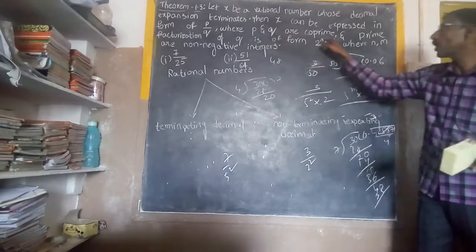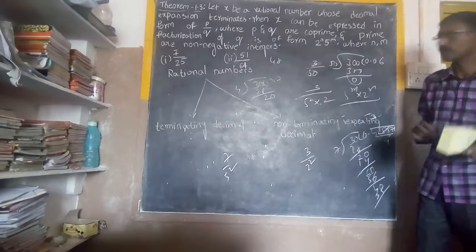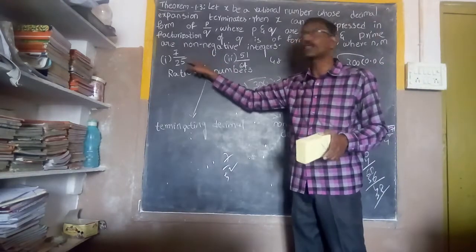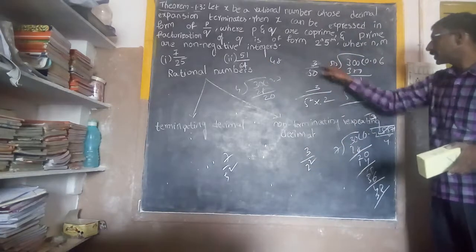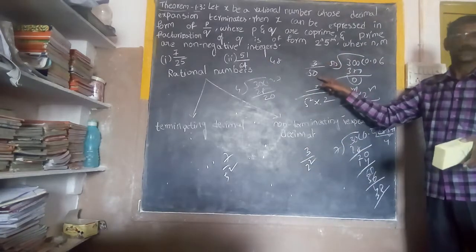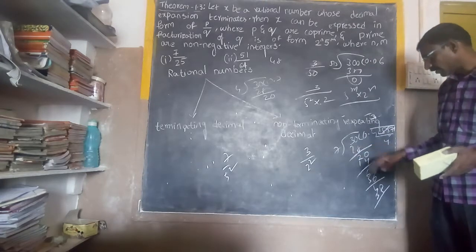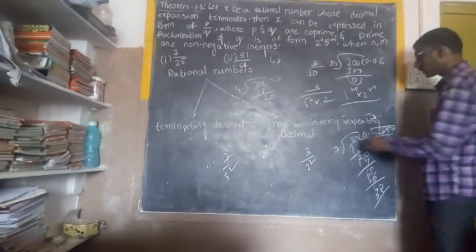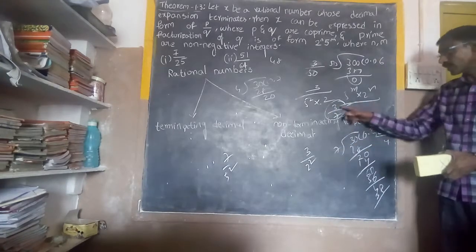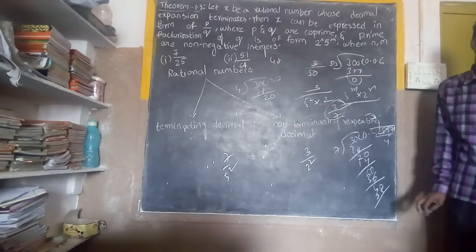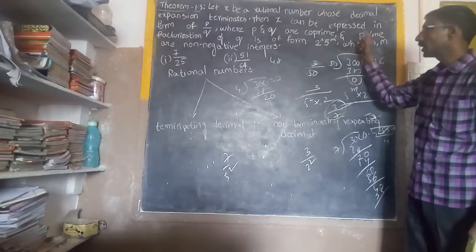Where p and q are the co-primes. Co-primes means they don't have common factors. See here, there is no common factor. See here and here, there is no common factor. See this one, what is the next one? 7 by 3 I taken, right? 3 by 7 I taken, right? Here also there is no common factor. Those are called co-primes. So where p, q are the co-primes.